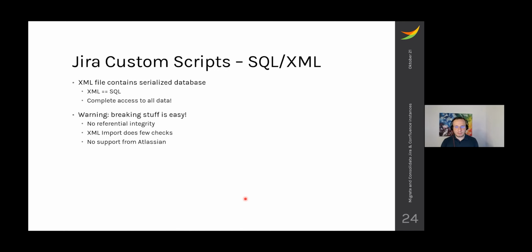But warning, breaking stuff is easy. There is no such thing as referential integrity in Jira. XML import does few checks. It's basically just an SQL import. You also don't get support from Atlassian.